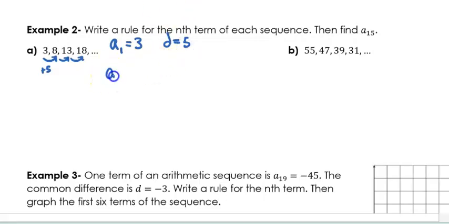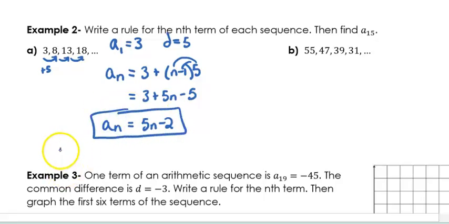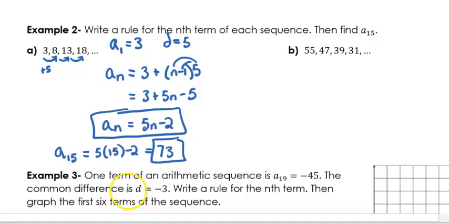So we use the formula a sub n equals a1, that's 3, plus, in parentheses, n minus 1 times the common difference, which is 5. You simplify: distribute the 5 into the parentheses, so you have 5n minus 5, still with the 3 at the beginning. Then you simplify and end up with 5n minus 2. So that is your arithmetic sequence. If you want to find a15, the 15th term, you plug 15 in for n, and you can use a calculator, and you find the 15th term is 73.